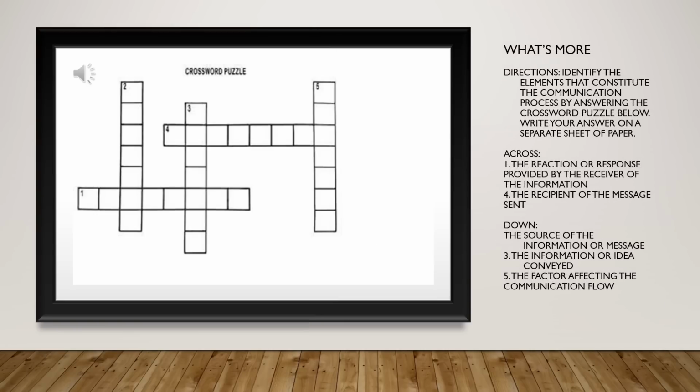Still under what's more, directions: identify the elements that constitute the communication process by answering the crossword puzzle there. Write your answer on a separate sheet of paper. Of course, you deal with this in your Google Classroom. Check the Google Form link. So across: the reaction or response provided by the receiver of the information, the recipient of the message sent, the source of the information or message, the information or idea conveyed, the factor affecting the communication flow.